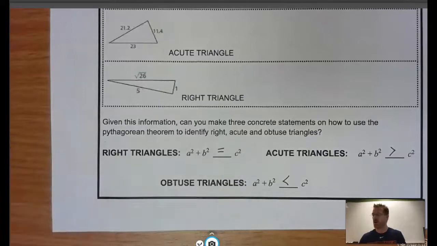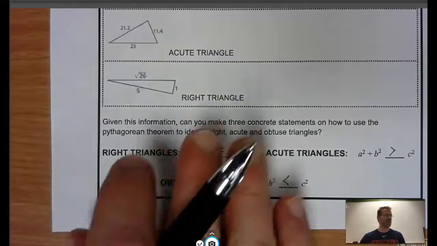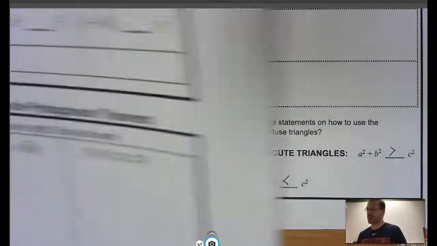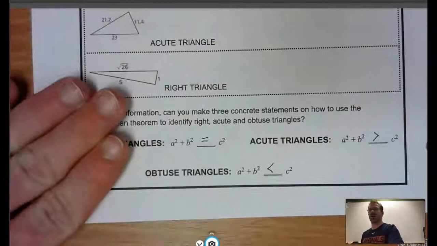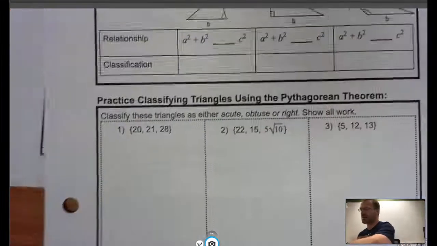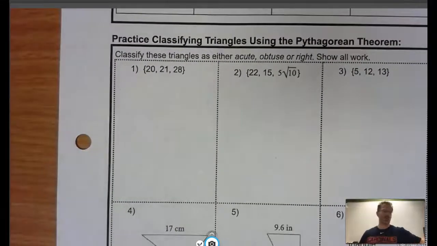All right, so that takes care of page 16. Let's flip to page 17. I'm skipping the chart at the top because that's really what we just did right here. So we're going to jump right into some example problems here.